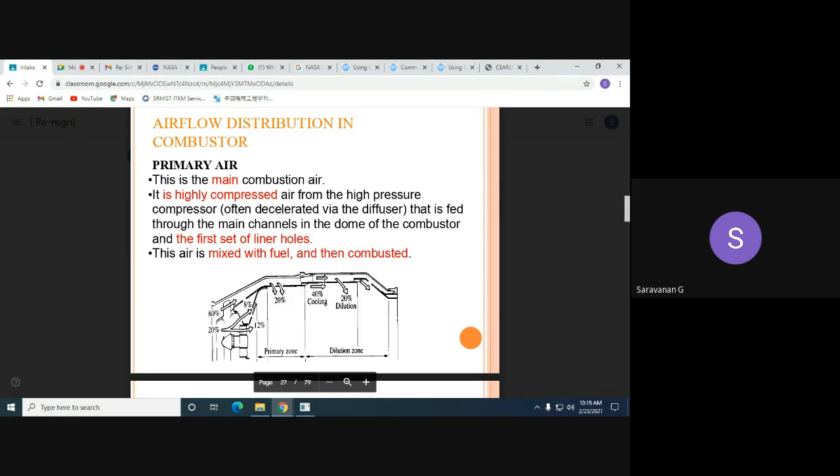As I mentioned earlier, we have the primary air, secondary air and dilution air shown in the diagram with percentages: 20%, 40% and 20%, so 60 plus 20 is 80%, and the remaining 20% is split into 12% and 8%. The 80% is divided into 40%, 20% and 20%, and the last 20% is divided into 12% and 8%.